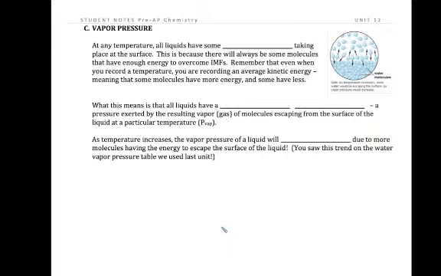Now, the vapor pressure at any temperature, all liquids have some evaporation happening. And this is because there's always going to be some molecules that have enough energy just because of their kinetic energy to leave the liquid state. That's what's happening in here. This is what this picture is trying to show, this is your liquid and this is your gaseous or vapor phase. And some will break. So that means that all liquids have a vapor pressure.